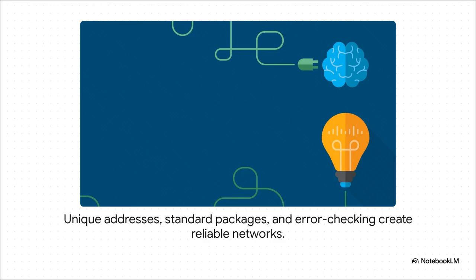Unique MAC addresses solve the identity problem. Standardized Ethernet frames solve the messaging problem. And that cyclic redundancy check solves the integrity problem. Altogether, they create the stable, fast, local networks that are the bedrock of our digital lives, creating real order from what would otherwise be total and complete chaos.